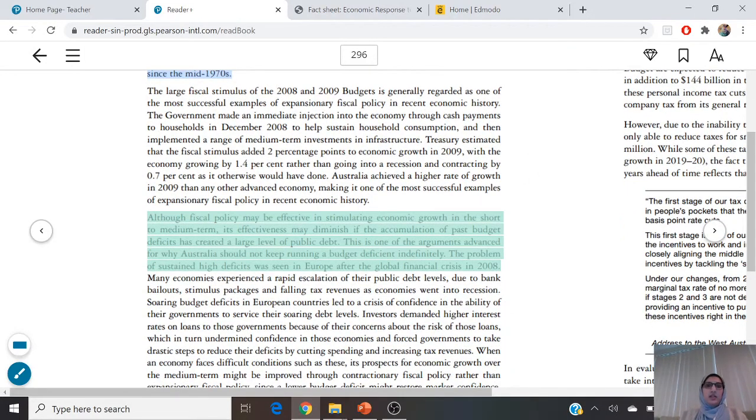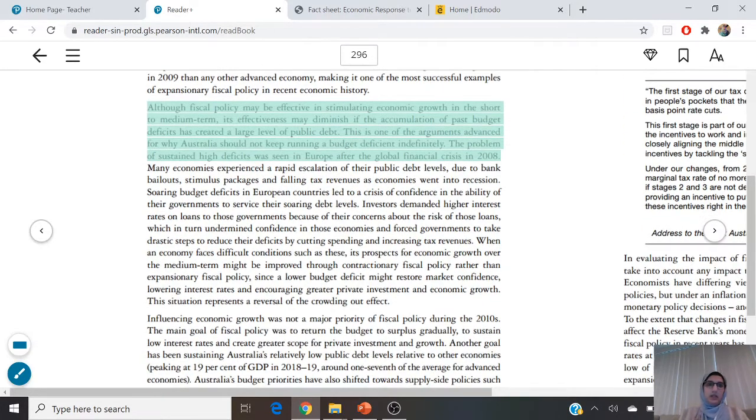The large fiscal stimulus of the 2008-2009 budget is generally regarded as one of the most successful examples of fiscal policy. Again, a very good example for you to add. The government made an immediate injection into the economy of cash payments to households in December 2008 to help sustain household consumption. Treasury estimated the fiscal stimulus added 2% to economic growth, with the economy growing by 1.4%. Please write that down as well.